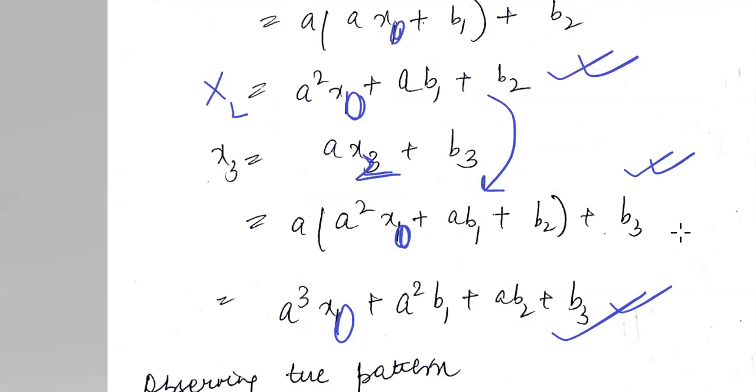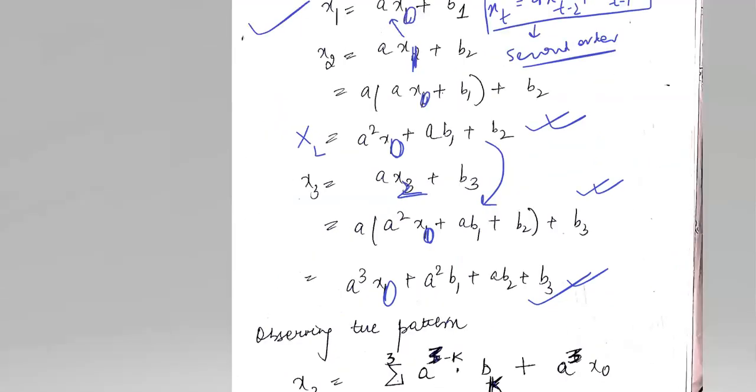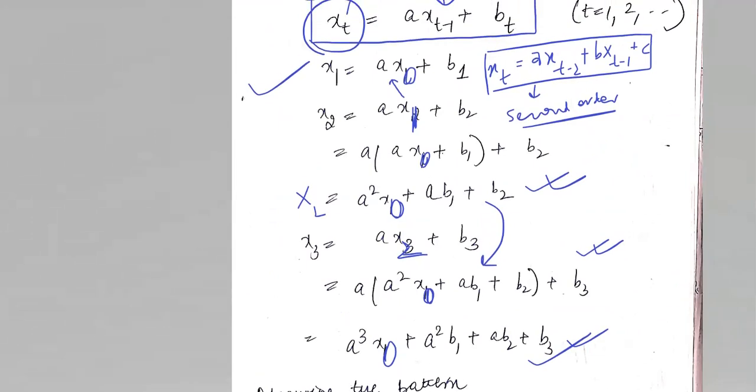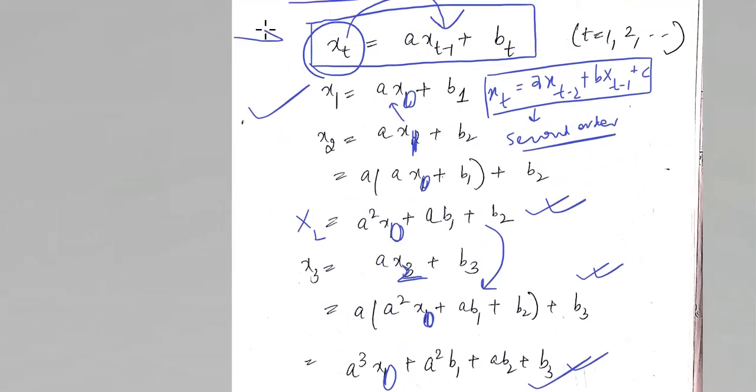Observe the pattern that we have till now. You were given x1. x1 was a function of x naught. x2 was a function of x1, and so on. This is coming from the difference equation that you're given. I substituted x0 here and got the value of x1 in terms of x0. I got the value of x2 in terms of x1.